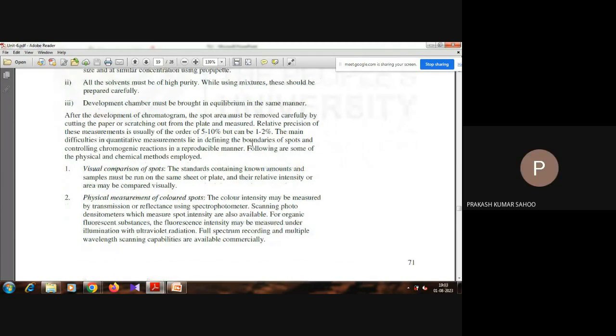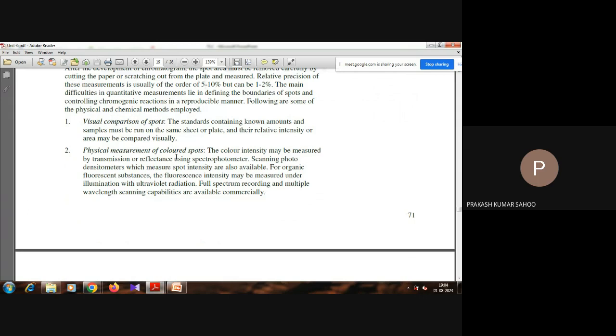The development chamber must be brought into equilibrium in the same manner. So this is a development chamber for the chromatogram. After the development of the chromatogram, we have to spot the spots. Then visual comparison of spots: the standard containing a known amount and the sample must be run on the same sheet or plate, and their relative intensity or area may be compared visually.